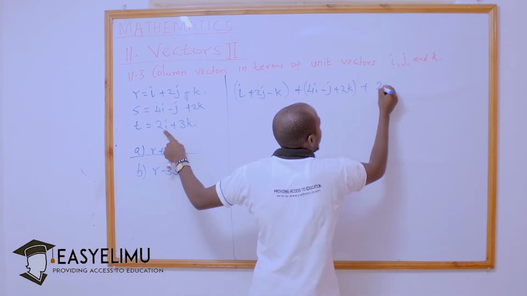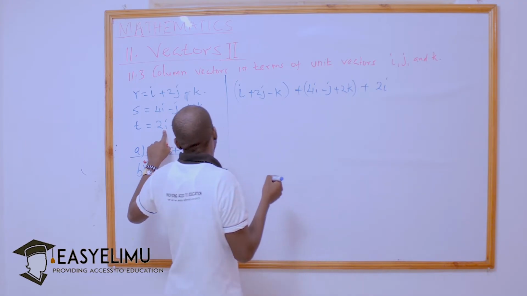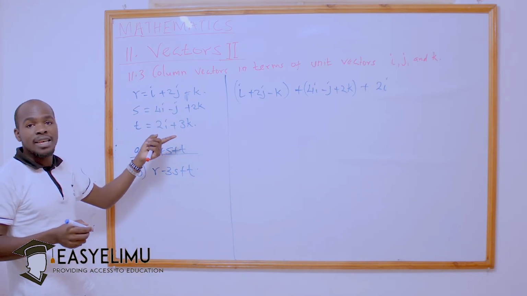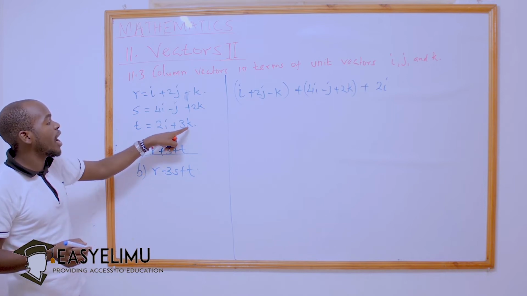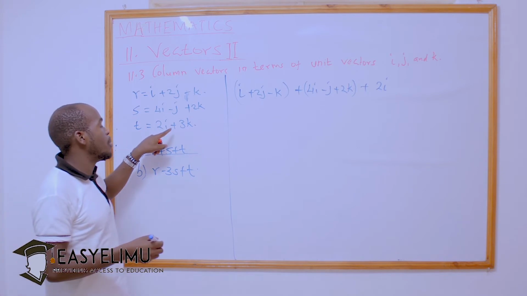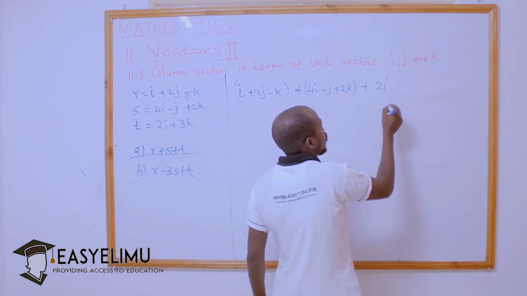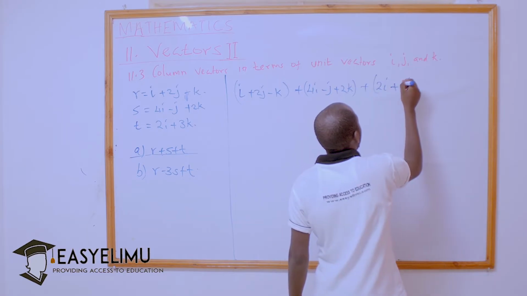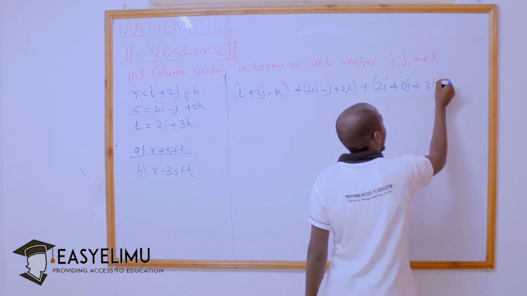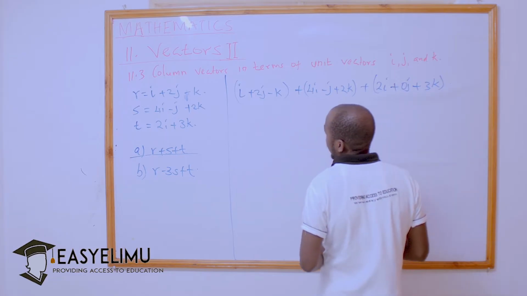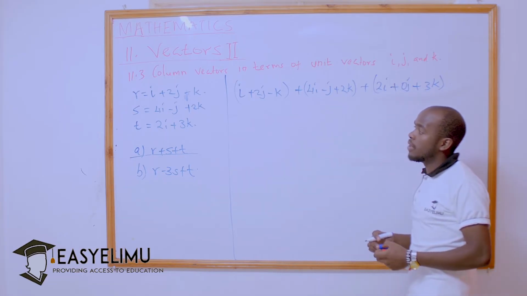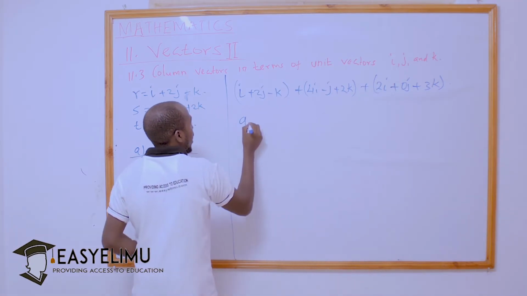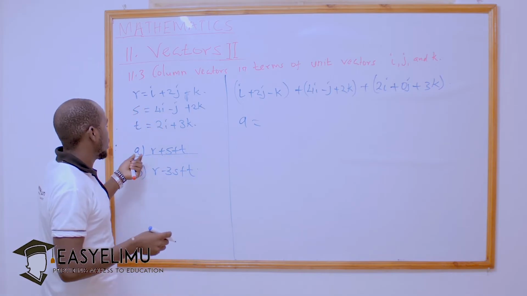T has been given as 2I. But remember, we have this one in 3 dimensions. This is not in 2 dimensions. It is in 3 dimensions because we have K present and I. So meaning the value of J is 0. So you can even still write, in order to avoid confusion, 0J and then plus 3K. So meaning the coefficient of J there is 0. That's the reason why J is not written. So if that is the case, we shall find that A is equal to, which is A here.